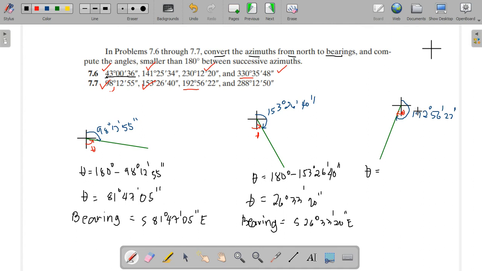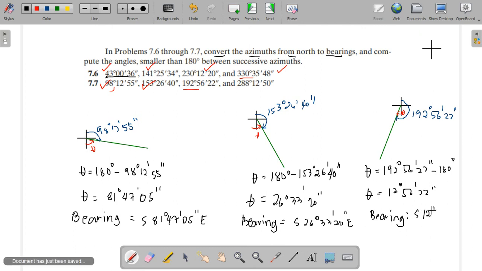So theta is equal to, this is more than 180, so you can just simply subtract 180 from this azimuth. So you get 192 degrees, 56 minutes, 22 seconds, less 180 degrees. Okay, so theta now is equal to 12 degrees, 56 minutes, 22 seconds, or the bearing of the line is equal to south 12 degrees, 56 minutes, 22 seconds west.